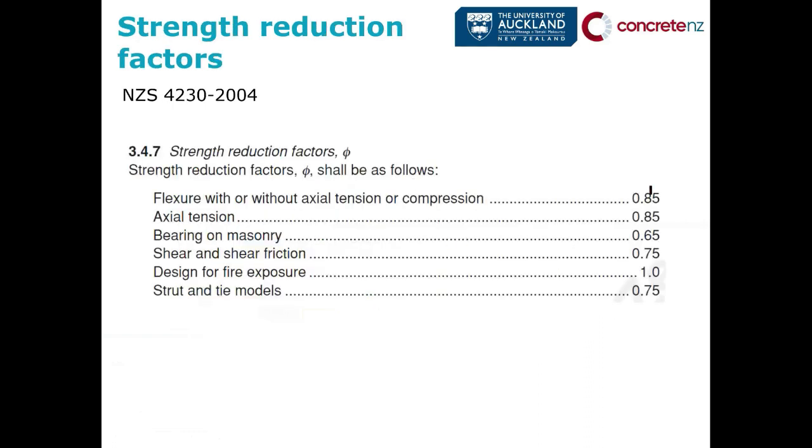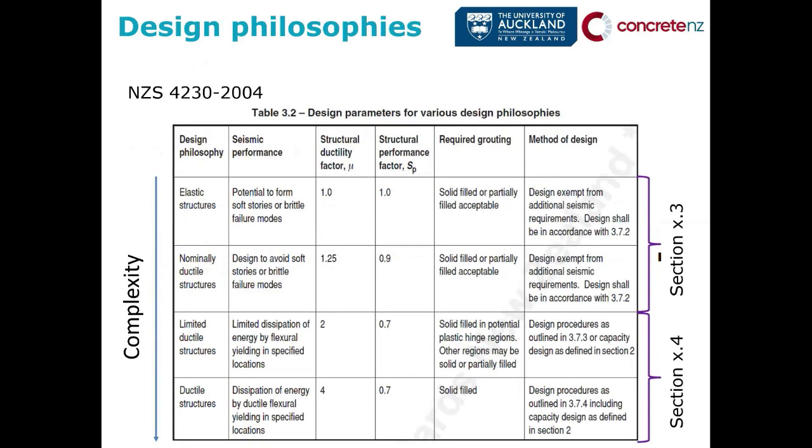The strength reduction factors, same as 3101, very, very similar. We are going to be using mainly flexure with axial tension for walls and columns, and shear. So the reduction factors are 0.85 and 0.75, nothing new here. Now, 4230 gives us the option to design for elastic, nominally ductile, limited ductile, and ductile structures, with the ductility from 1 all the way to 4.